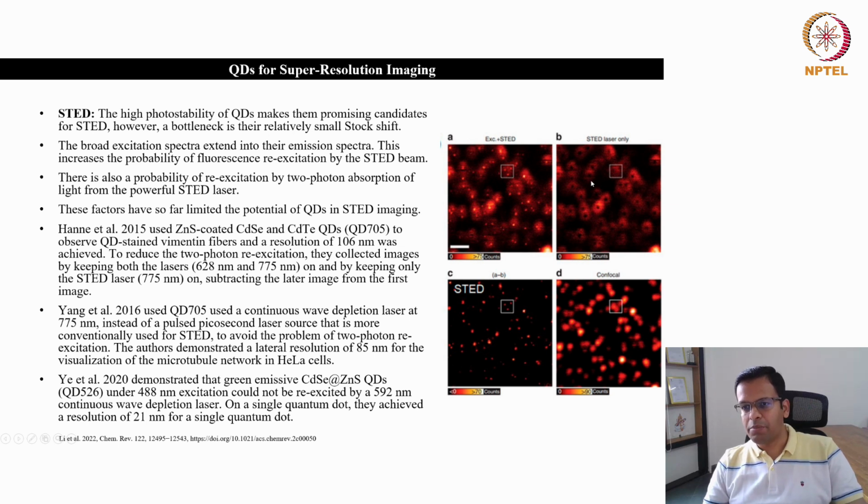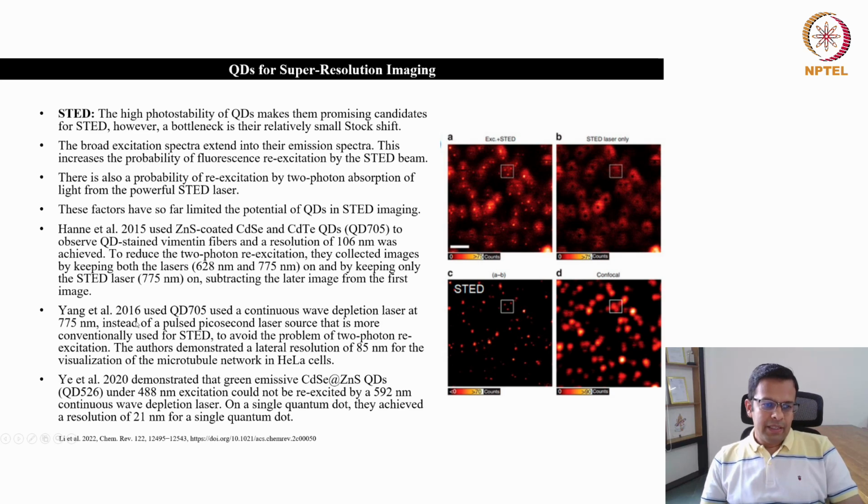Then you can subtract this image from this one, so A minus B is this image. This is the real STED image. And this is the confocal image to show you how the resolution has increased. Here there are 3 particles that look like this in confocal microscopy, whereas using STED imaging you can see them nicely separated.